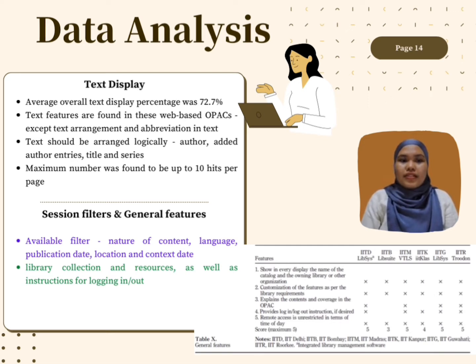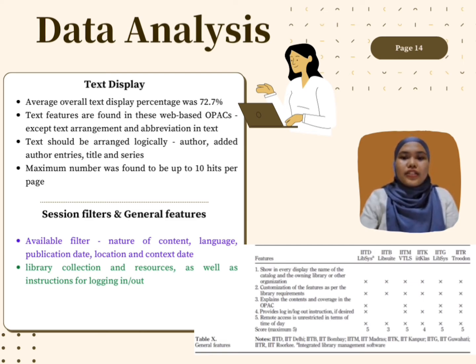And also there are some redundant or repeated text that must be avoided. For example, the Ex Libris-based OPACs of IITD and IITG, which use classification numbers, field twice in full display as class for the first field and the classification for the second field. And the maximum number was found to be up to 10 hits per page, while many had this feature as optional given to users for personal customization.